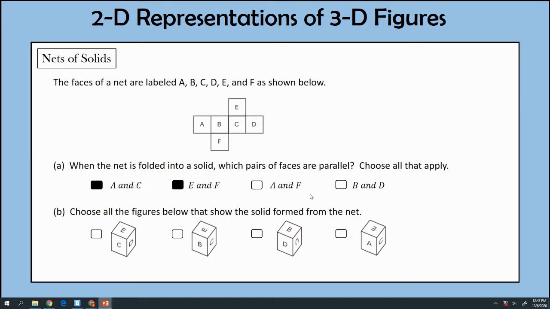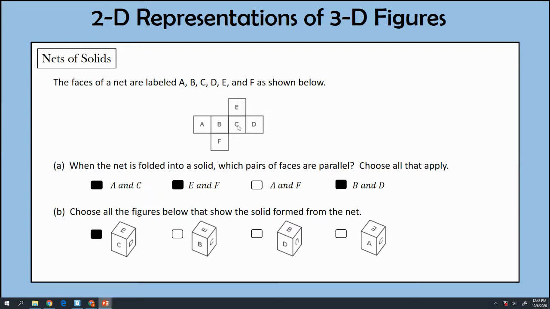When you fold this up, they are going to be parallel. Okay, choose all figures that would be representations of the solid when we put it together. So C, E, and D. Right, we could fold D up, we could fold E up. E and D would share an edge. C and D would share an edge. C and E would share an edge. That's a good one. B, E, and C.